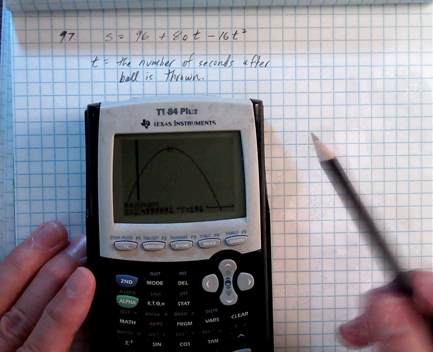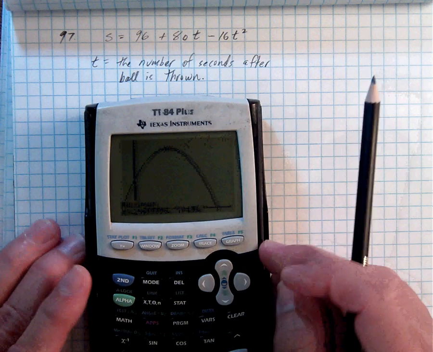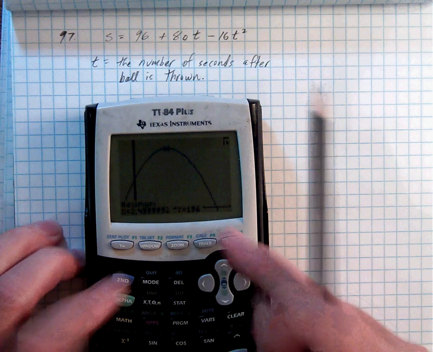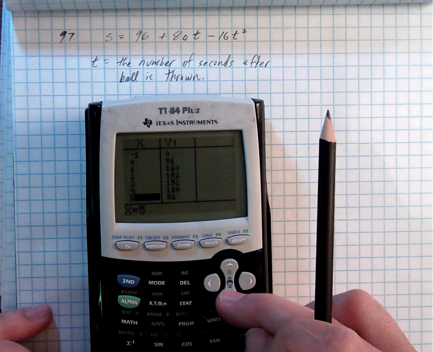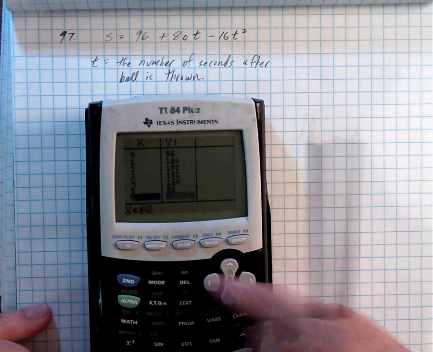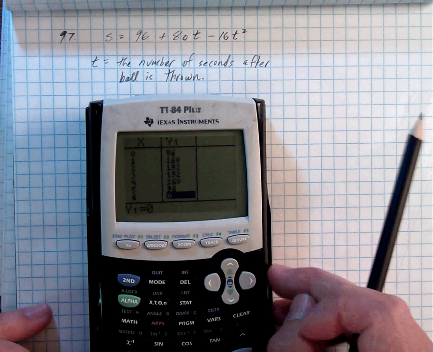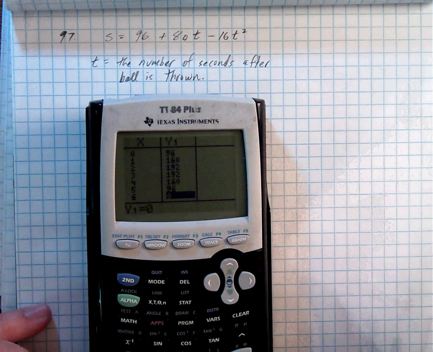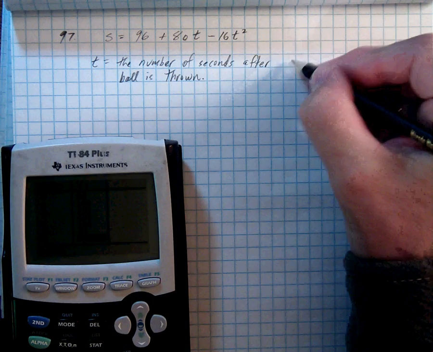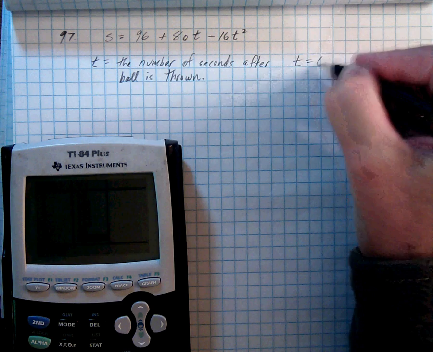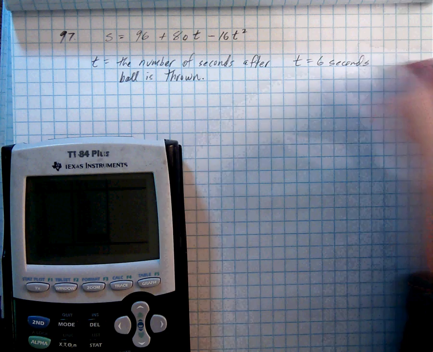Alright, to figure out when it hits the ground, I want to know that point right there, and it looks like 6 exactly. If I go to my table, I can scroll down and see if 6 is it. And it is, because I have a 0 there, right? So 6 is when the height is 0 feet above the ground, therefore at 6 seconds it hit the ground. So the question is answered, t equals 6 seconds to hit the ground.